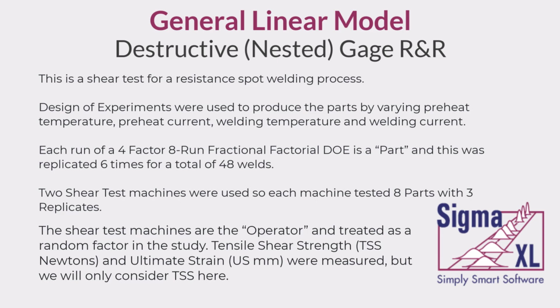Each run of a 4-factor 8-run fractional factorial DOE is a part, and this was replicated 6 times for a total of 48 welds. 2 shear test machines were used, so each machine tested 8 parts with 3 replicates. The shear test machines are the operator and treated as a random factor in the study. Tensile shear strength, TSS newtons, and ultimate strain, USMM, were measured, but we will only consider the TSS here.